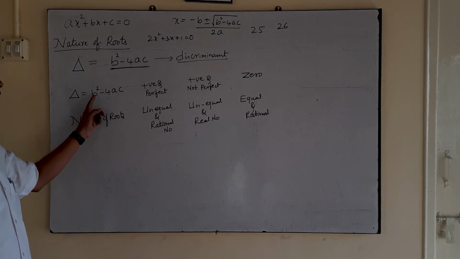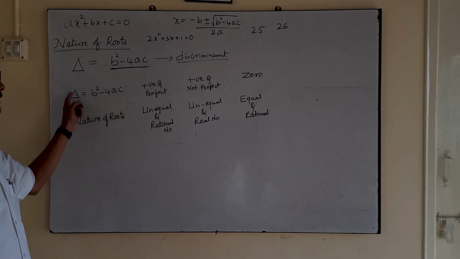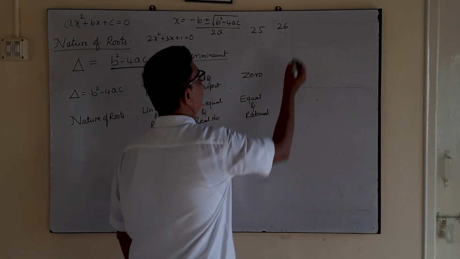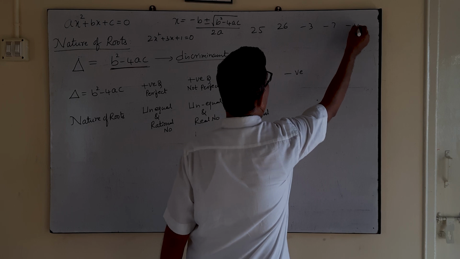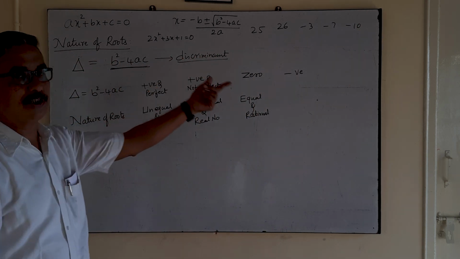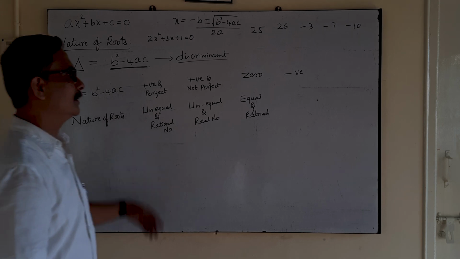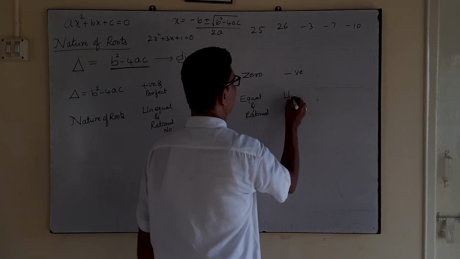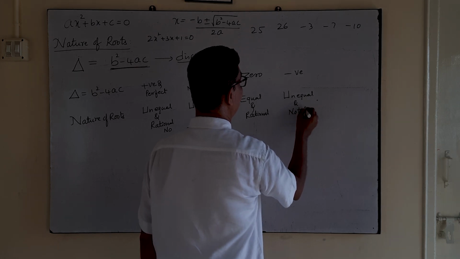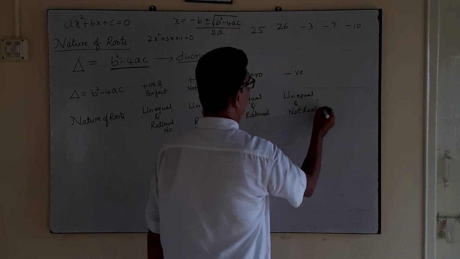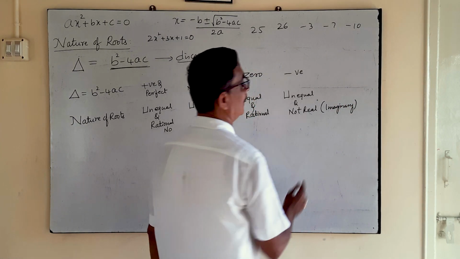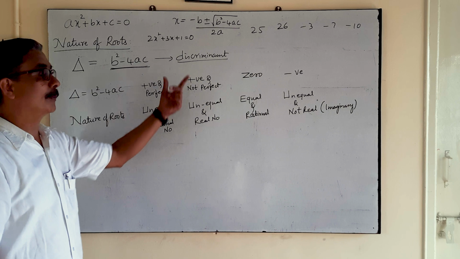Okay. Similarly, after substituting the values of a, b, c in the discriminant, if the answer is negative, -3, -7, -10, ಈ ತರ ನೆಗೆಟಿವ್ ವ್ಯಾಲ್ಯೂ ಬಂದಿತ್ತು ಅಂದ್ರೆ discriminant value negative ಇತ್ತು ಅಂದ್ರೆ then the nature of the roots are, remember, unequal and not real. ಇದೆಲ್ಲ ಸ್ಟಡಿ ಮಾಡಿದಿರಲ್ಲ. Not real means imaginary ಬರುತ್ತೆ. There are four parts.